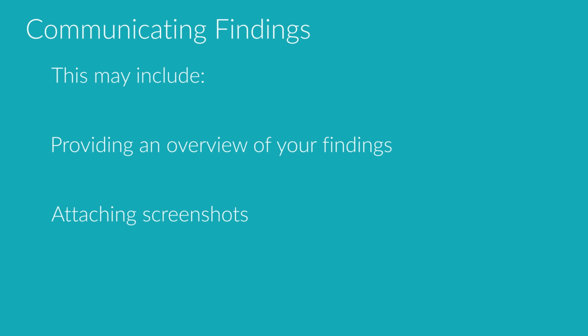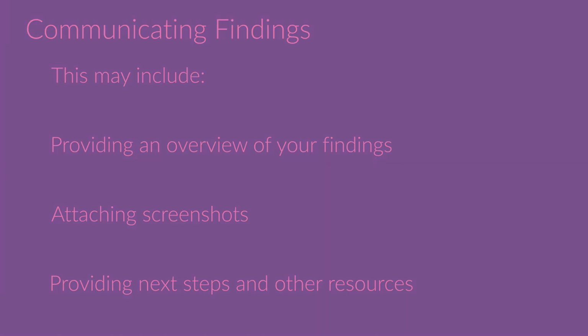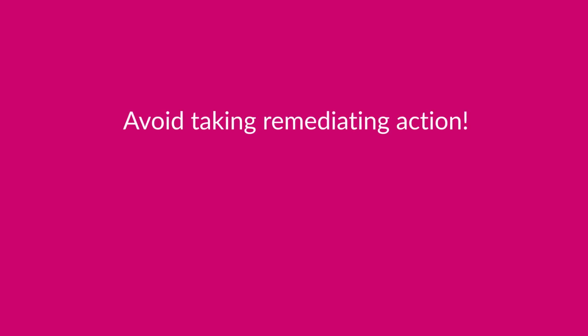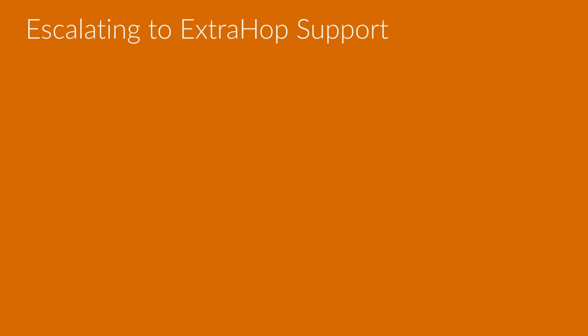You may also provide specific next steps related to the detection that the customer may want to consider. This may include providing links to additional resources that can help the customer understand the detection and evidence provided, such as ExtraHop documentation, knowledge base articles, links to bundles, and other helpful resources. However, it's best to avoid taking remediating action on a detection, as this falls outside the purview of customer support. If necessary, you may point the customer to someone who might be able to support with mitigation for that specific detection.